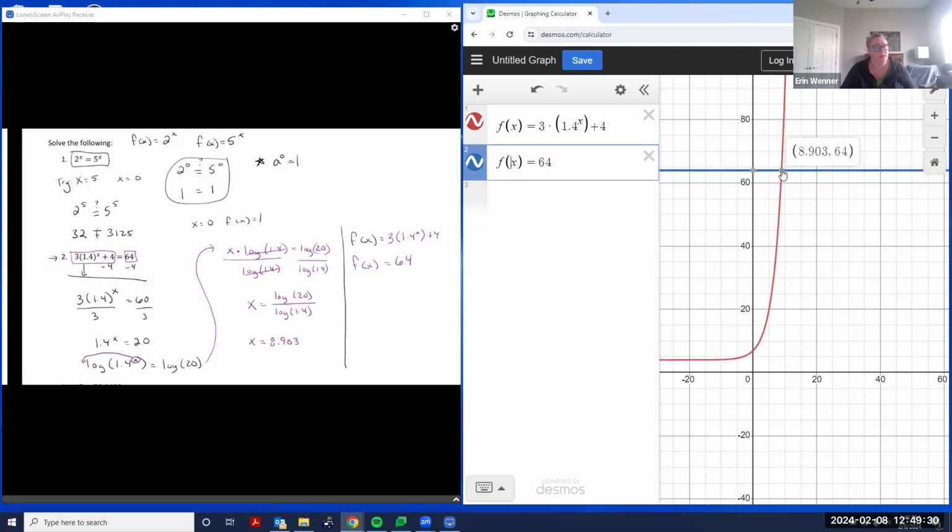So if we graph our second function, f of x equals 64, it's going to give us our exact intersection right there, right? It's giving us that 8.903 is the x value approximately, because again, it's rounding it off, but that's the x value that's going to give us a function equal to 64. And again, we can see that x value matches the value we found using algebra.